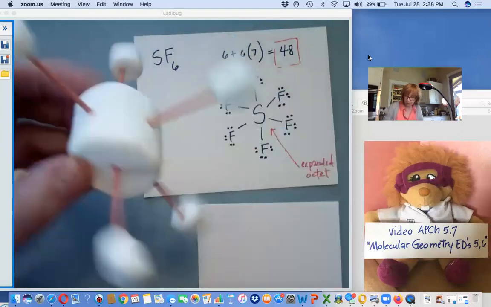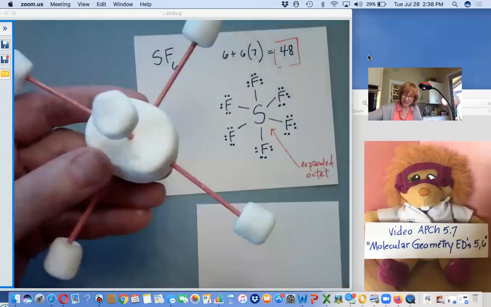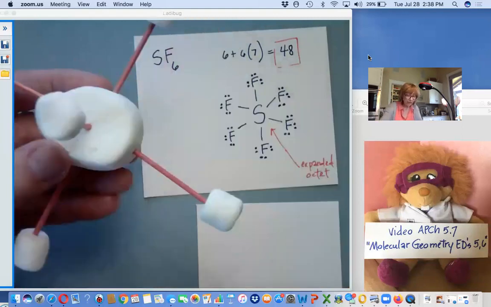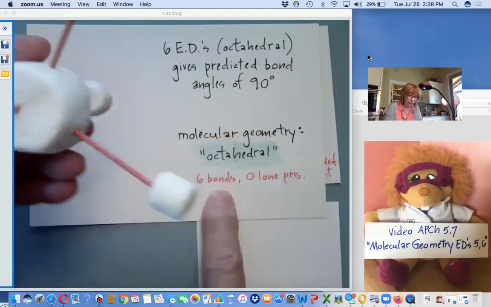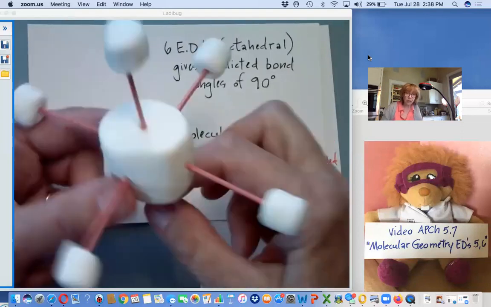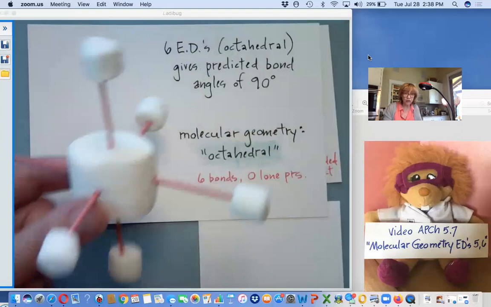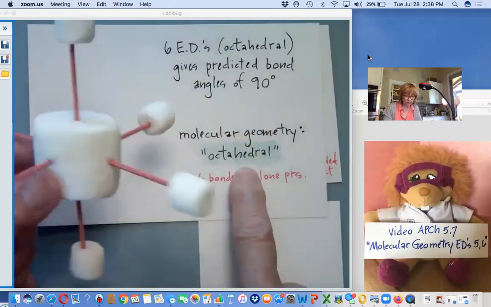This geometry is called octahedral. And if you have 6 electron domains and they are all bonds with no lone pairs, the molecular geometry is also called octahedral.